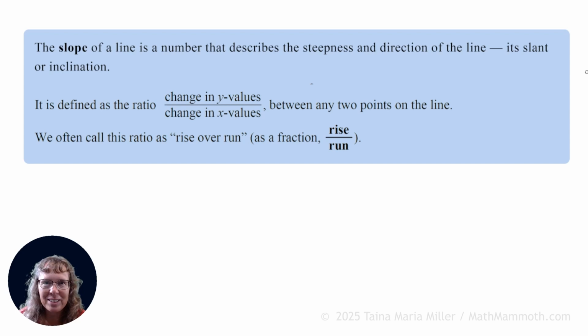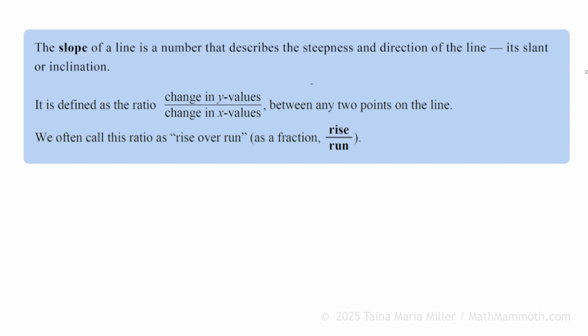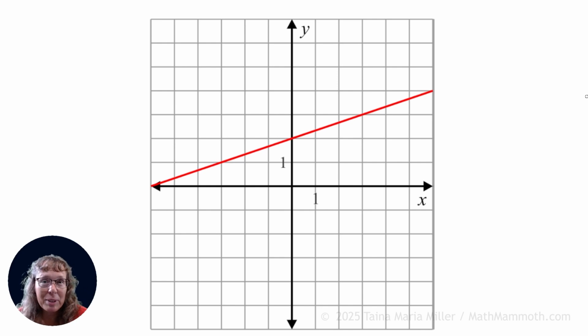Now let's read it together. The slope of a line is a number that describes the steepness and direction of the line, its slant or inclination. It's defined as the ratio of the change in y values over the change in x values between any 2 points on the line. You probably recognize this. This is the same as the rate of change. And we often call this ratio rise over run, or as a fraction you can write it as rise over run.